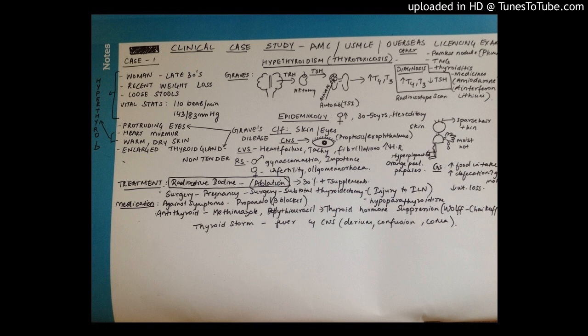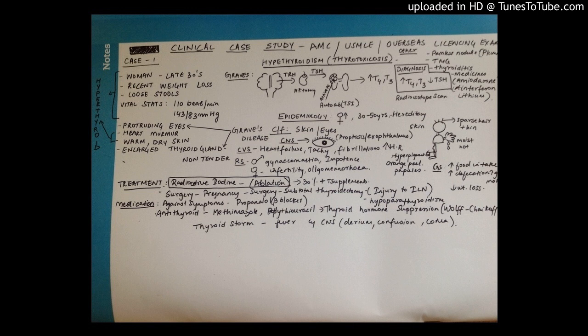Now, how do these cells get activated? It's basically because of autoantibodies. Graves' disease is an autoimmune disease, along with other conditions like Hashimoto's thyroiditis, which are also autoimmune conditions. In Graves', the autoantibodies get activated and they activate the cells to increase the amount of T3 and T4 that is released.